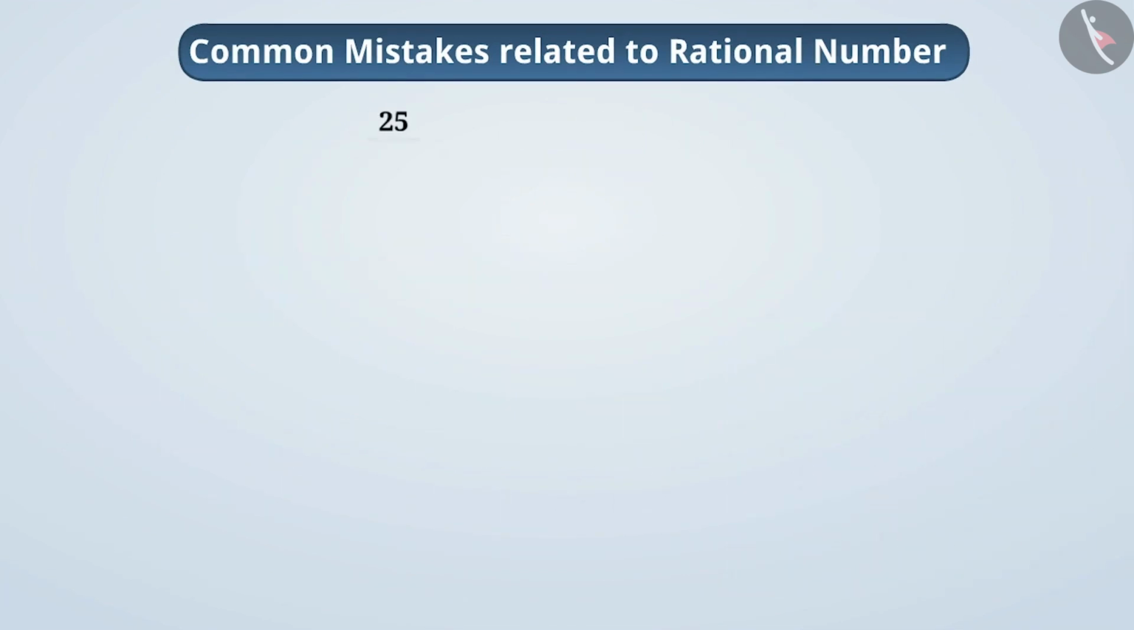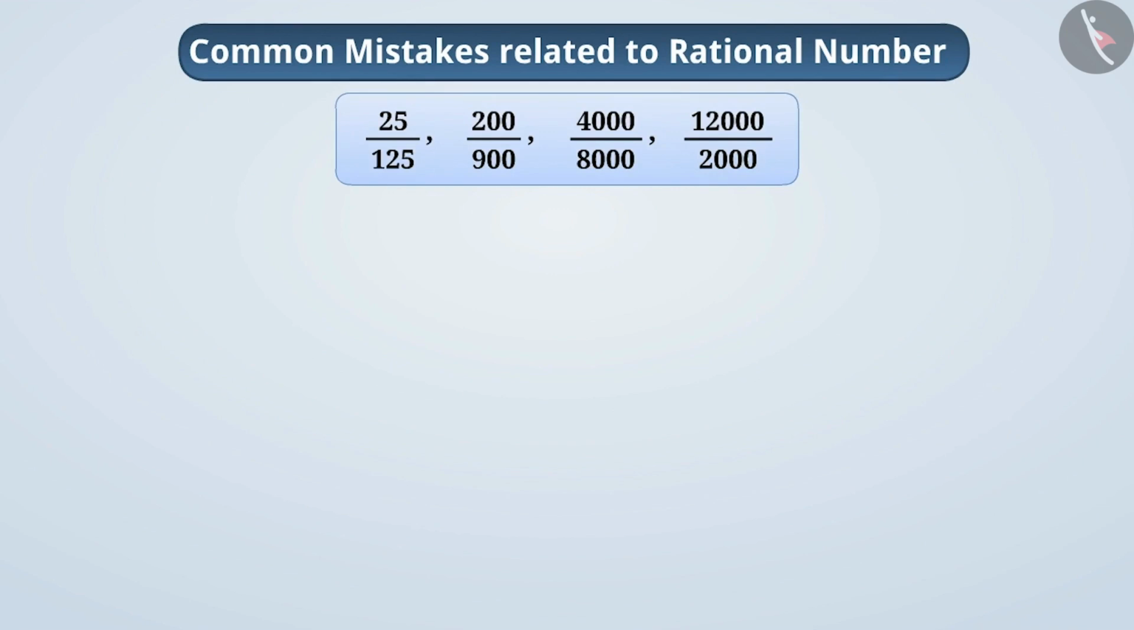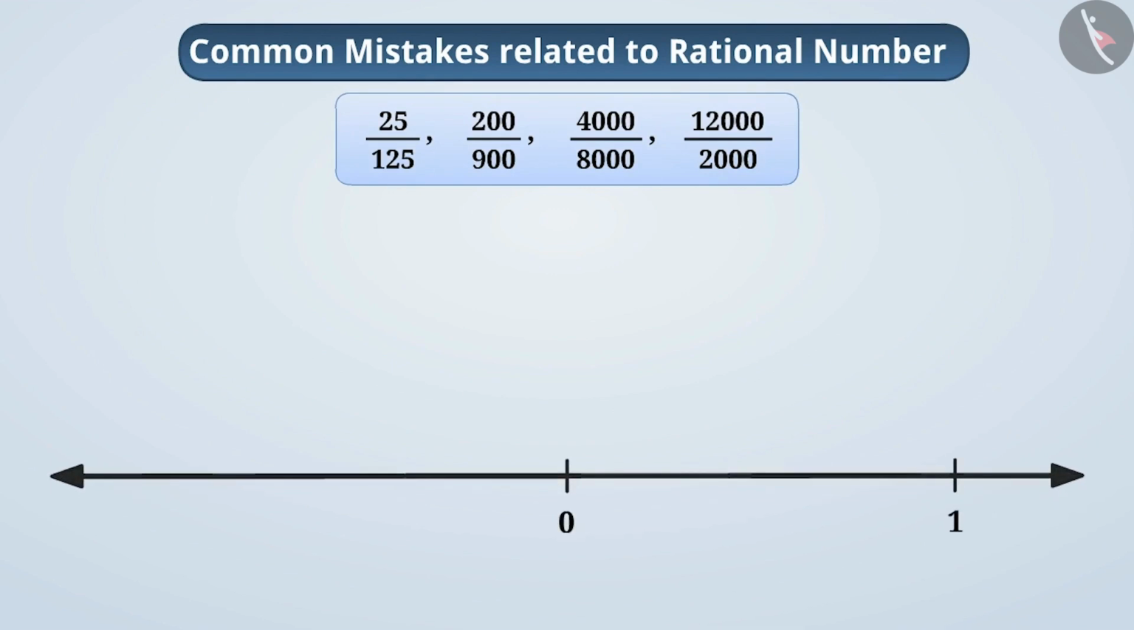If children are asked to represent numbers like 25 by 125, 200 by 900, 4000 by 8000, 12,000 by 2000 on the number line, then some children assume that since the numerator and the denominator are large numbers, they cannot be represented on the number line. Similarly, some children try to represent numbers in the same way as they are given. They start to make 125 equal parts between 0 and 1 to show 25 by 125. This increases the chances of making mistakes. It also takes a lot of time.